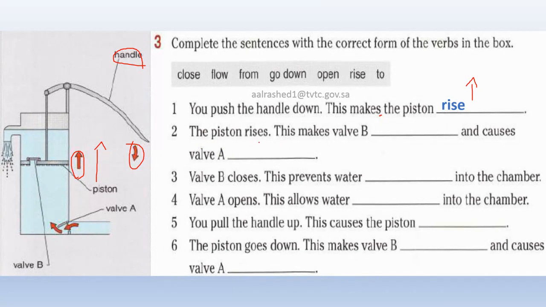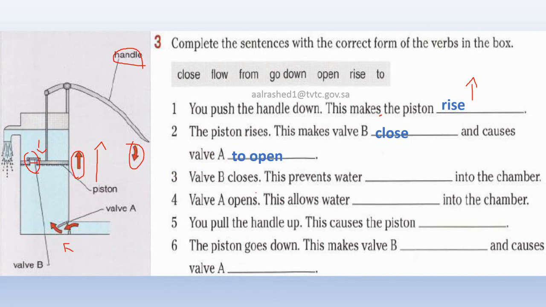Okay, number 2. The piston rises. What happened next? The piston rises. This makes valve B, okay, let's see valve B. This is valve B. And causes valve A. Okay, this makes valve B close, and causes valve A to open. Why did it close and did it open? Because the piston rises. So the piston was the reason that forces valve B to close and causes valve A to open. It didn't do the action, even though it is the subject of the sentence.